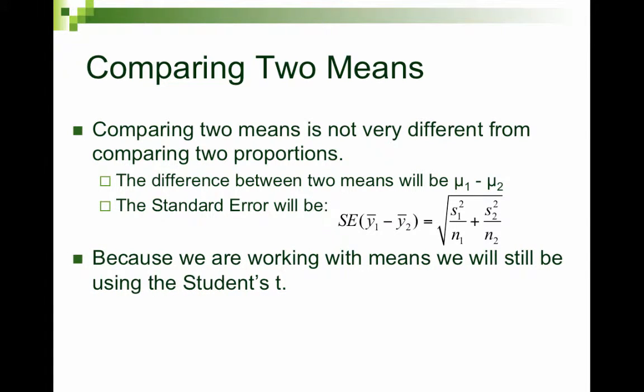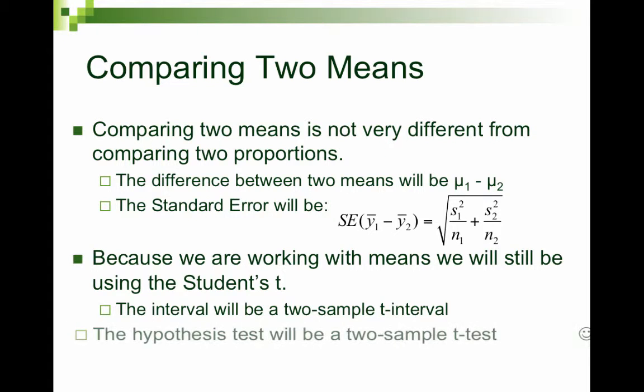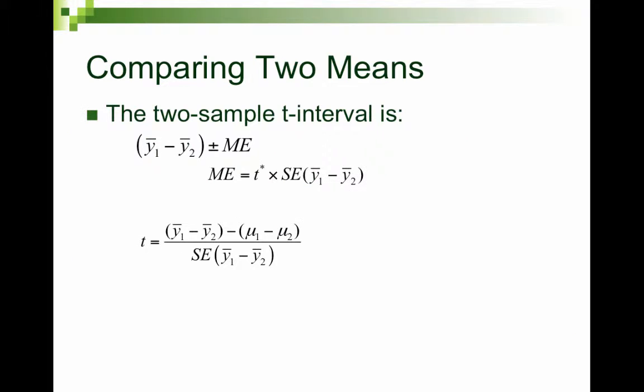Because we are working with means, we're still going to be using the student's t-distribution. The interval will be called a two-sample t-interval, so before you check the assumptions and conditions, you have to state that you're going to be doing a two-sample t-interval. And if you're doing a hypothesis test instead, it will be a two-sample t-test. The two-sample t-interval is the difference between your sample means plus or minus your margin of error, where your margin of error is still your critical value, t asterisk, times your standard error.